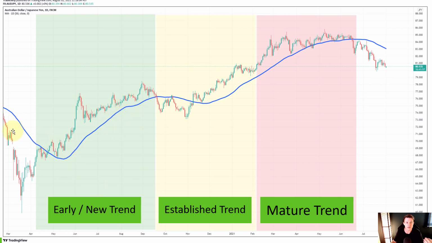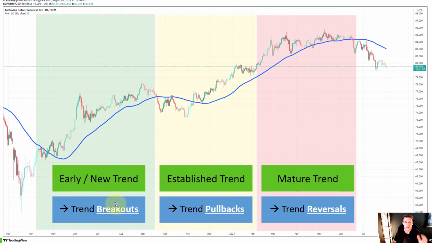So very early on, when the market turns from a downtrend to an uptrend, we are talking about an early trend or a new trend. And once this new trend is progressing a little bit, we are entering the established trend phase. And then at the end of a trend, after the trend has been going on for a while, we are entering the mature trending stage. This is where trends sometimes top out or even completely reverse. And understanding this is very important later on because depending on which trend stage you're currently in, this is going to change the trading style that you want to look for.